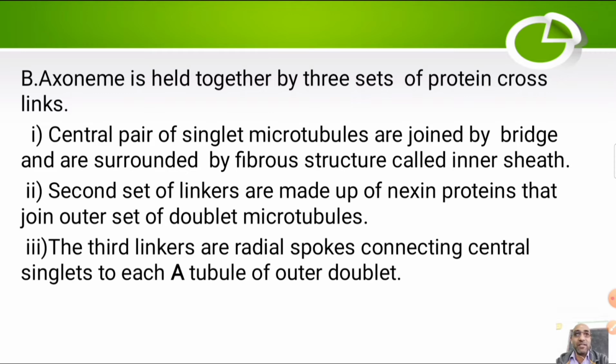Now, as far as these central singlet microtubules are concerned, they are joined by a bridge and are surrounded by a fibrous structure called inner sheath. Okay. So, singlet microtubules are joined by means of a bridge and surrounded by a fibrous structure called inner sheath.